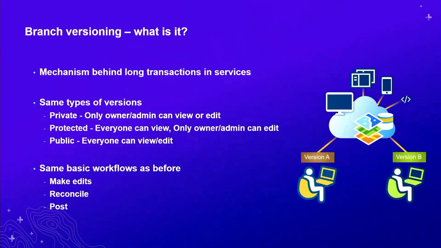Moving into branch versioning. Branch versioning is a relatively new versioning model introduced with Pro 2.1 and Enterprise 10.6. Branch versioning is purpose-built to support long transactions in services. It has the same basic version types as we had and continue to have with traditional versioning: private, public, protected, and the privileges associated with that. The same basic workflows still apply to branch versioning as with traditional versioning. You make edits, you reconcile, you resolve conflicts, and you post edits.